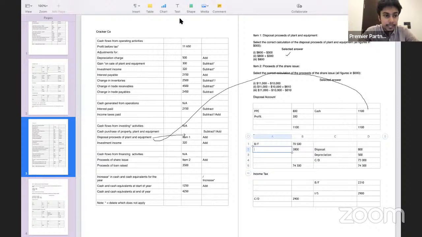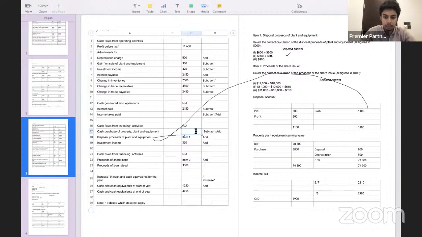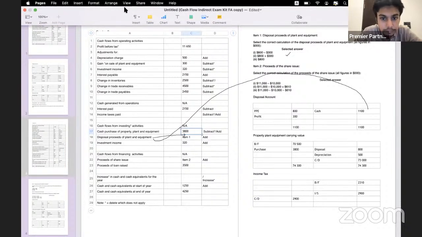Like I said earlier, if the answer comes on this side, what do we call this? Purchase of PPE. Normally in the exam, they make you do the PPE account for you to find this cash purchase of PPE. So the cash purchase of PPE should come here. Once you found this answer, it's purchase of PPE. That's an investing activity. Cash purchase of property, plant and equipment. Let's write the answer over here. 3,800. And because you're buying, or wait, is there a mistake?